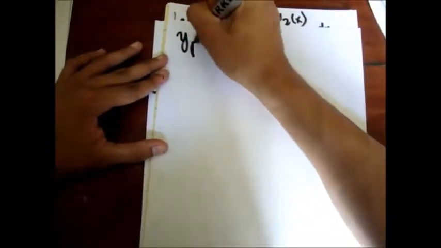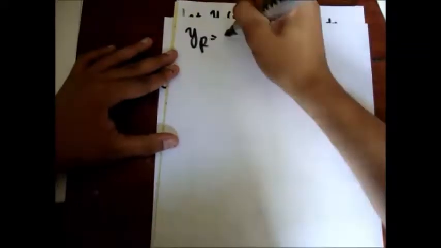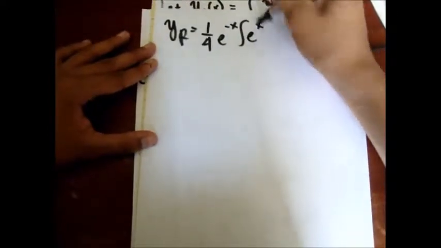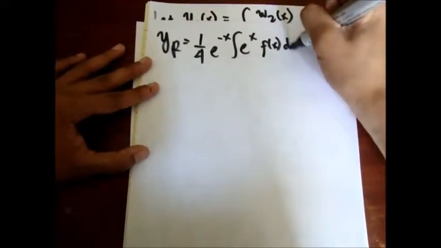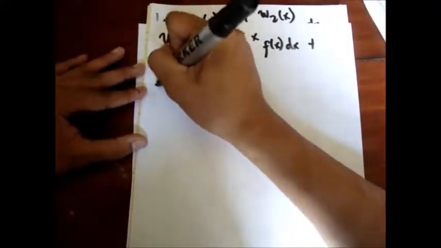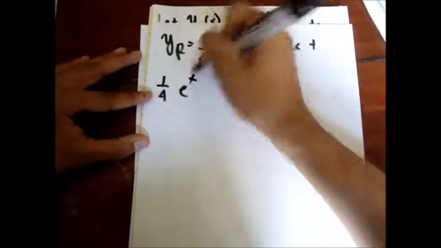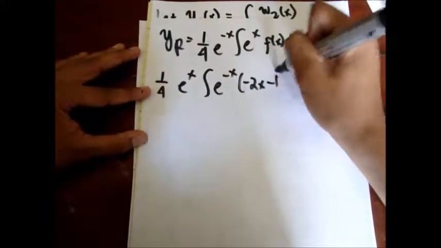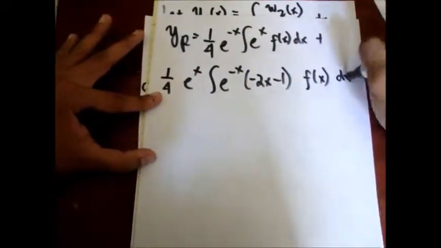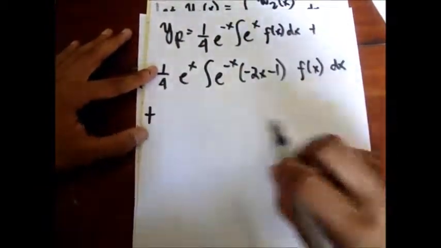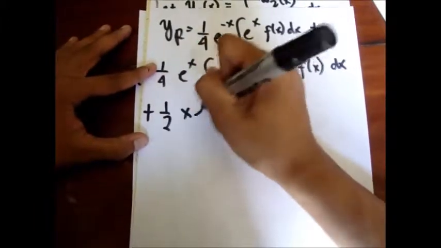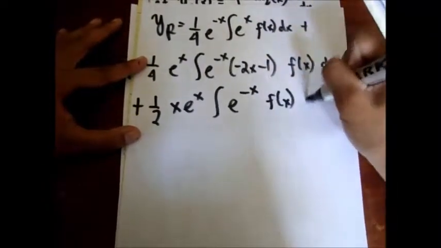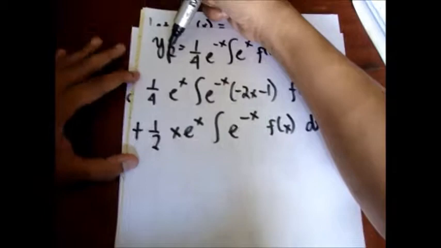So we get our particular solution, which is 1/4 e^(-x) integral of e^x f(x) dx plus 1/4 e^x integral of e^(-x) (-2x - 1) f(x) dx plus the u3, which is 1/2 x e^x integral of e^(-x) f(x) dx. So this is our particular solution.